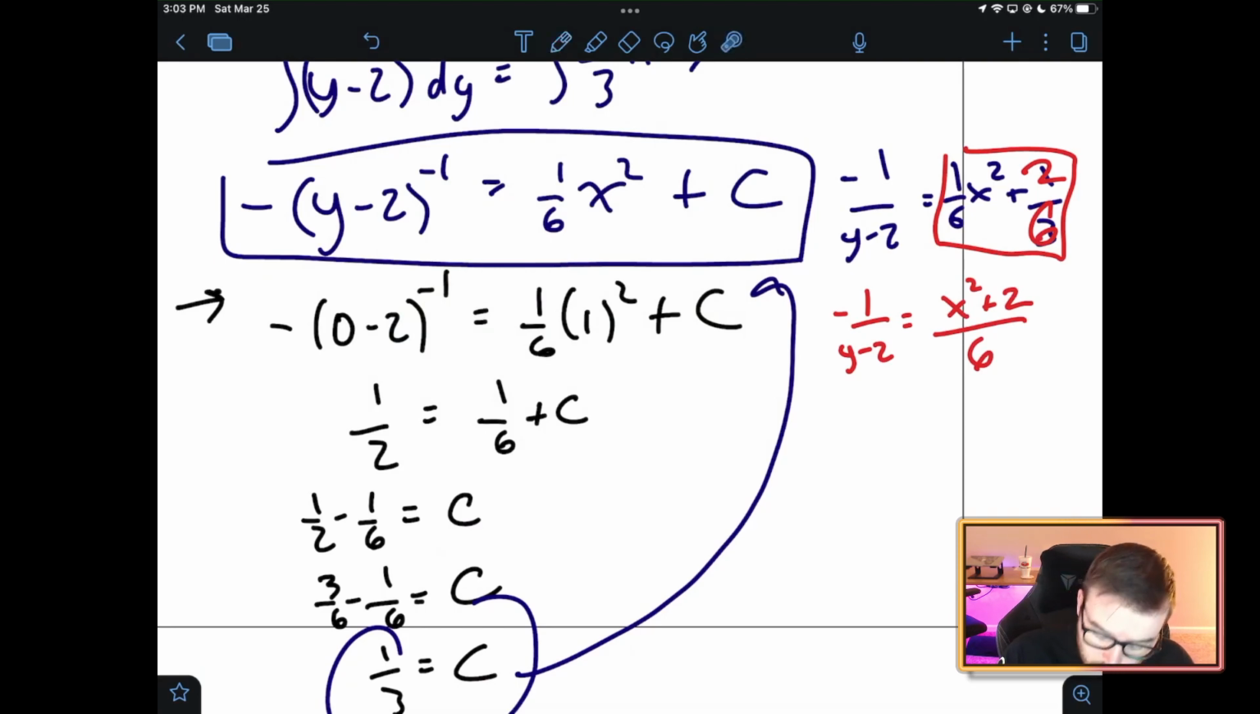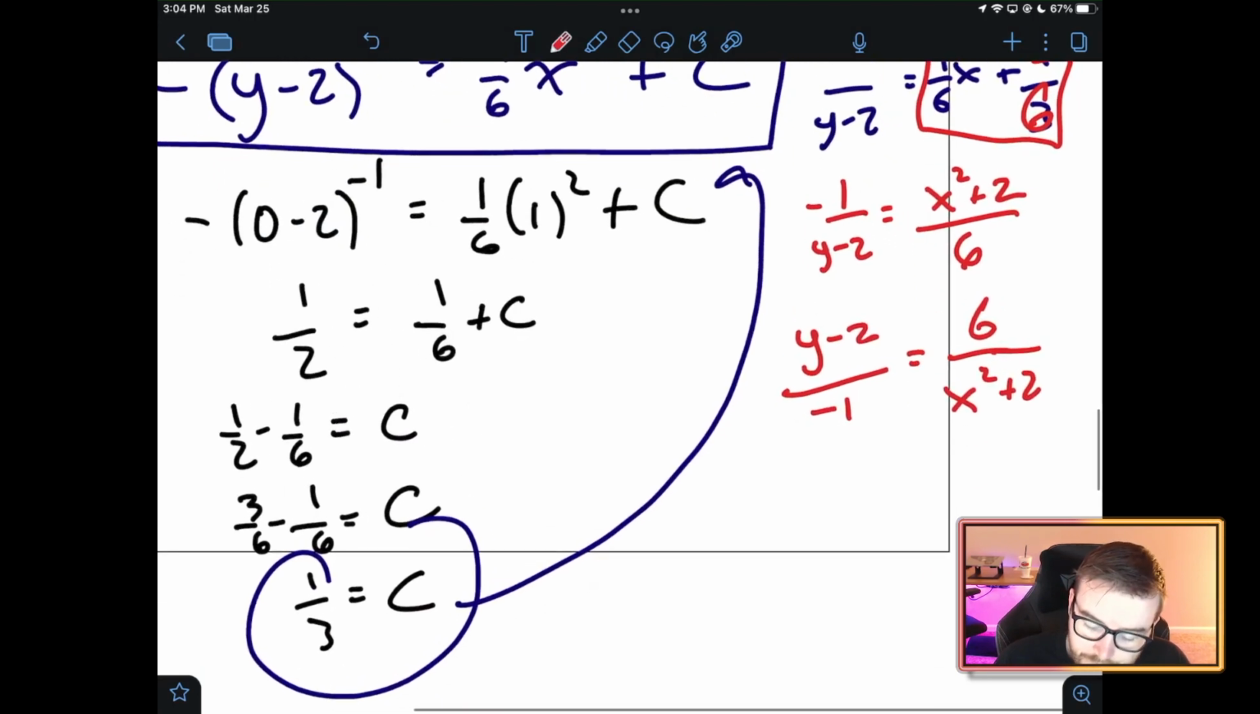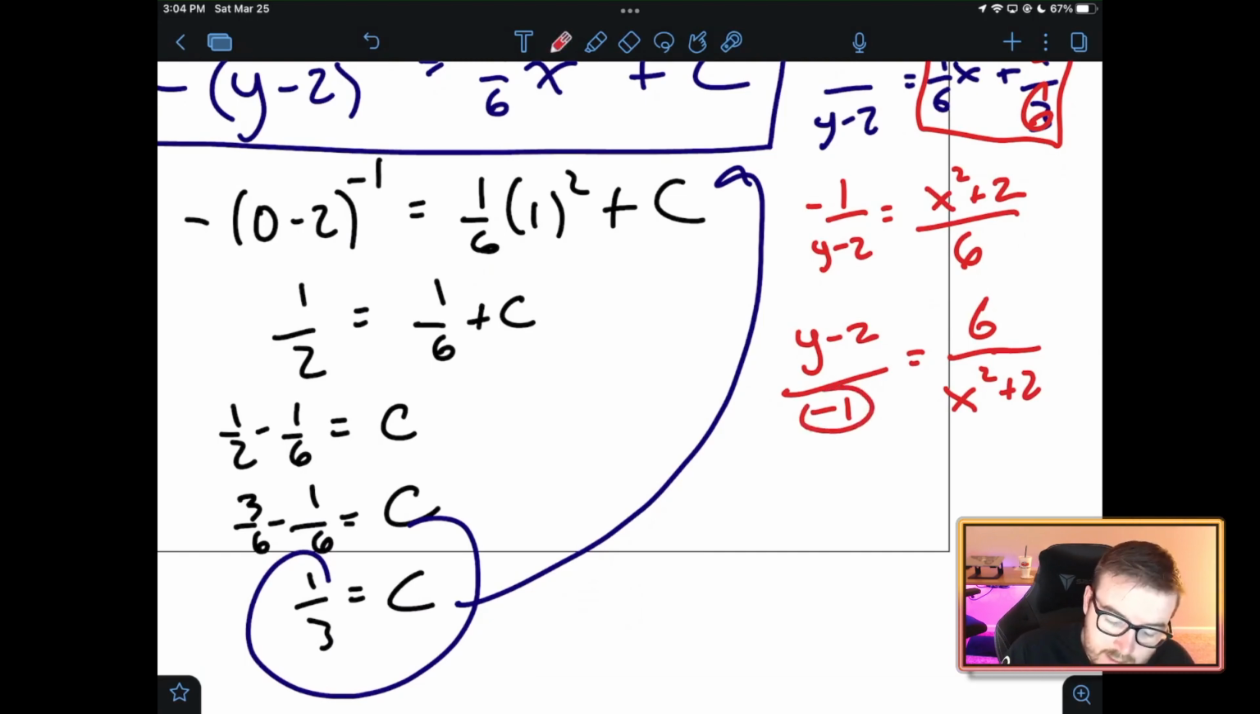And then I'm going to take the reciprocal of both sides. And this is y minus 2 over negative 1 equals 6 over x squared plus 2. I'll write it down. So I'm going to divide this literally by negative 1. So this is going to become 2 minus y equals 6 over x squared plus 2. So this became a negative y. This became a positive 2.